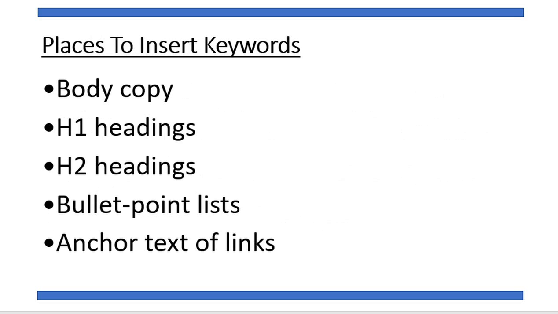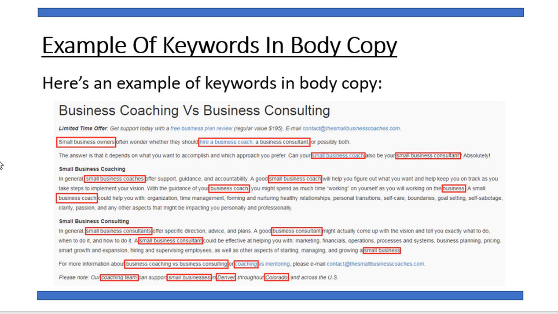So where can you insert some keywords on your page? You can put them in the body copy itself. You can put them in what we call H1 or headlines. You can put them in H2 headings, which are also kind of known as subheadings. You can put them in bullet point lists, and you can also put them in the anchor text of your links. And so we'll see examples of all of those coming up here. We'll see those in action. So let's start with examples of keywords in the body copy.